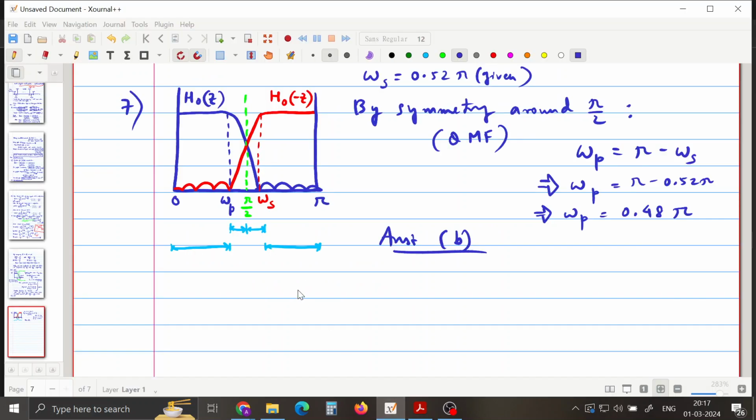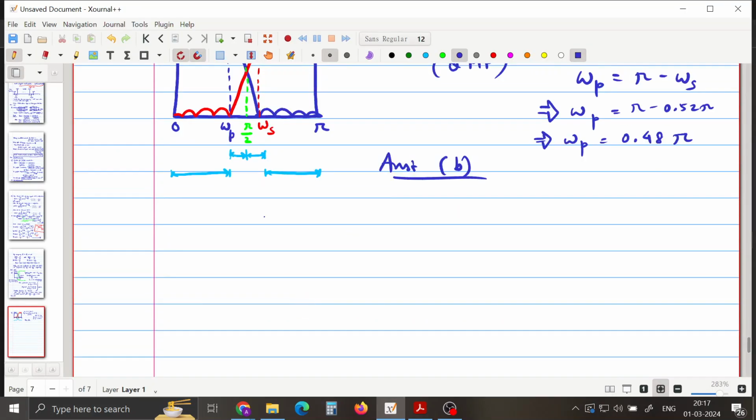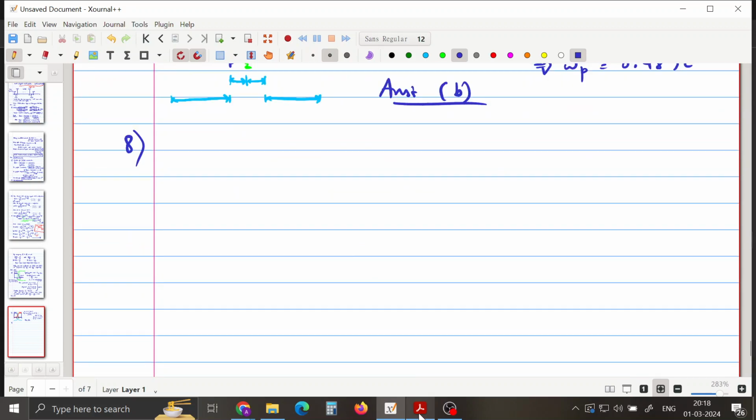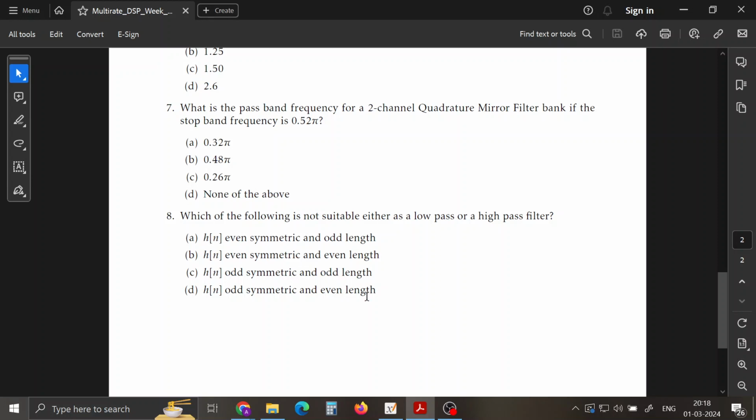And coming to the last problem for today, okay. For the last one, let me solve it anyways. Okay, so which of the following is not suitable either as a low pass or as a high pass filter? Meaning that which of the following conditions or criteria for the filter makes it neither suitable for a low pass filter nor suitable for a high pass filter. That's it.